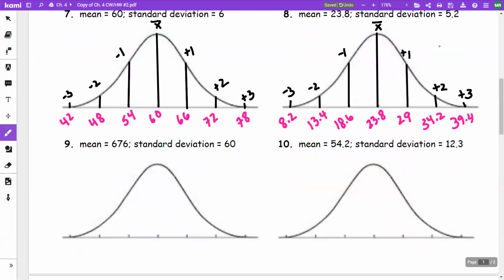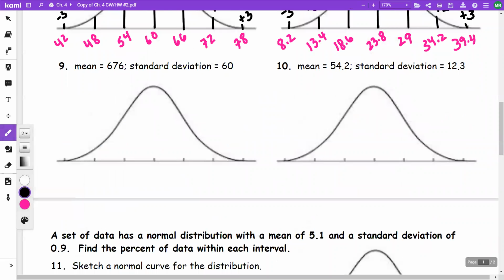Okay, so last set of these. Let me just draw out my lines real quick.